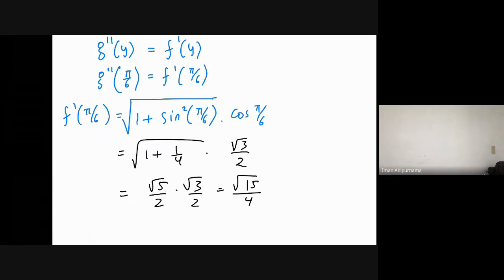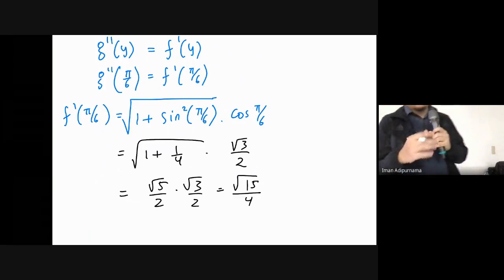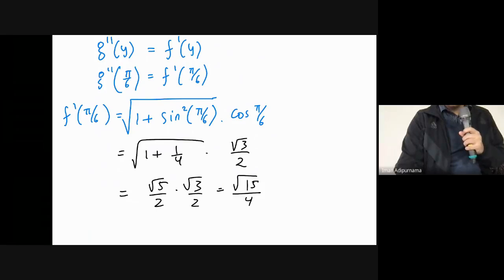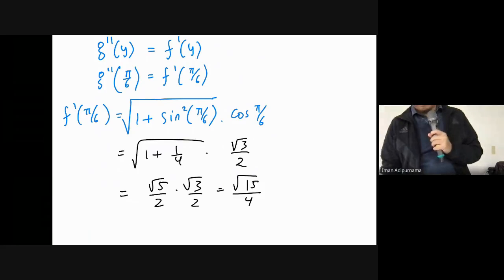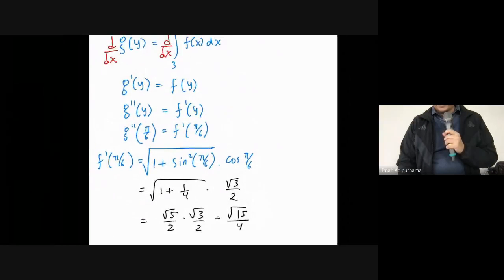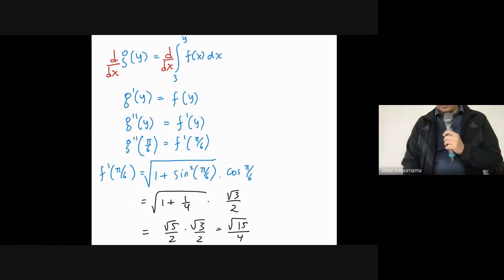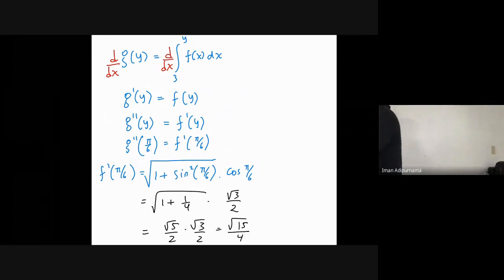For number 4, it's a little bit long, so I will skip it for now. And I need to move to chapter 6, area between curves. Okay, any questions from this part?